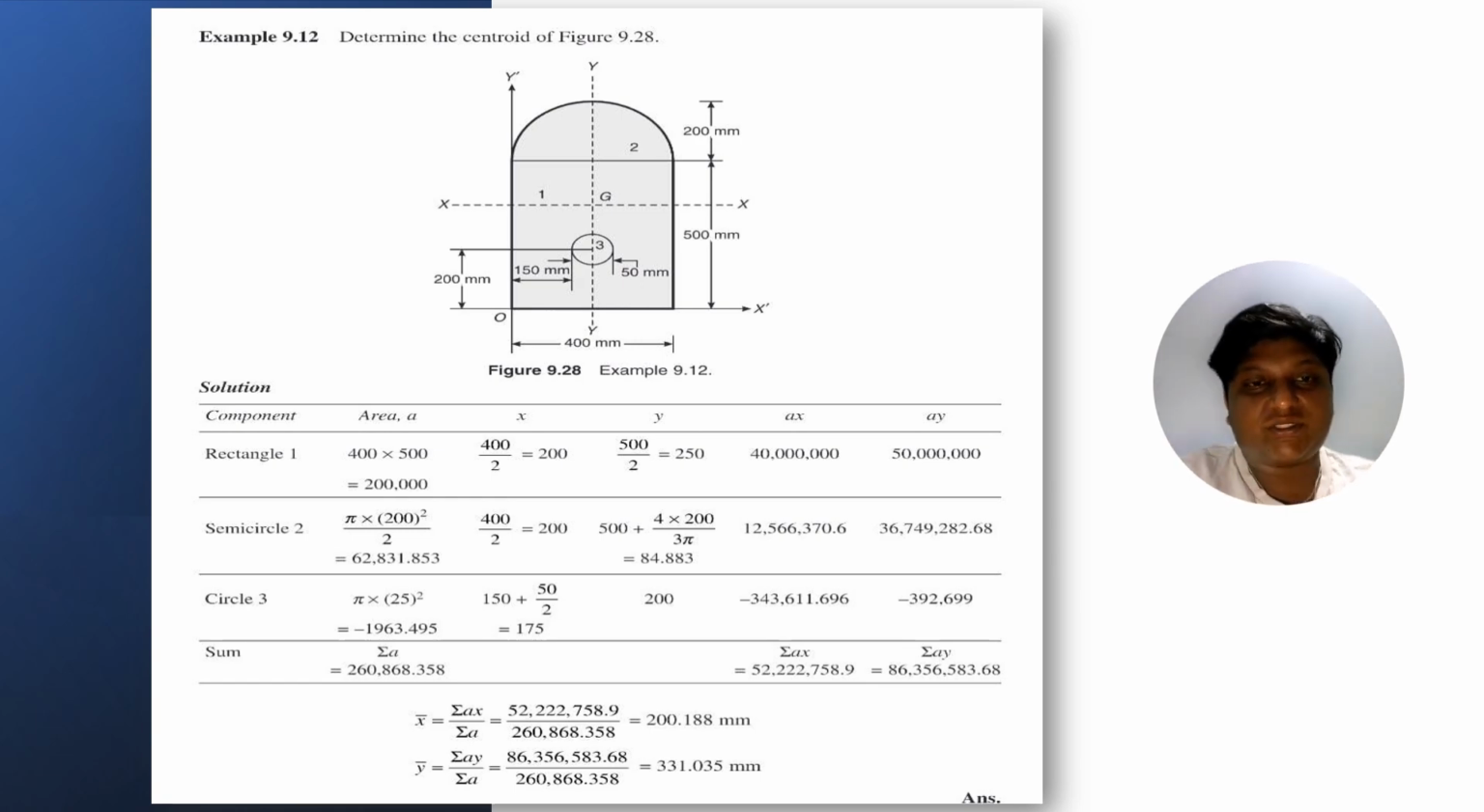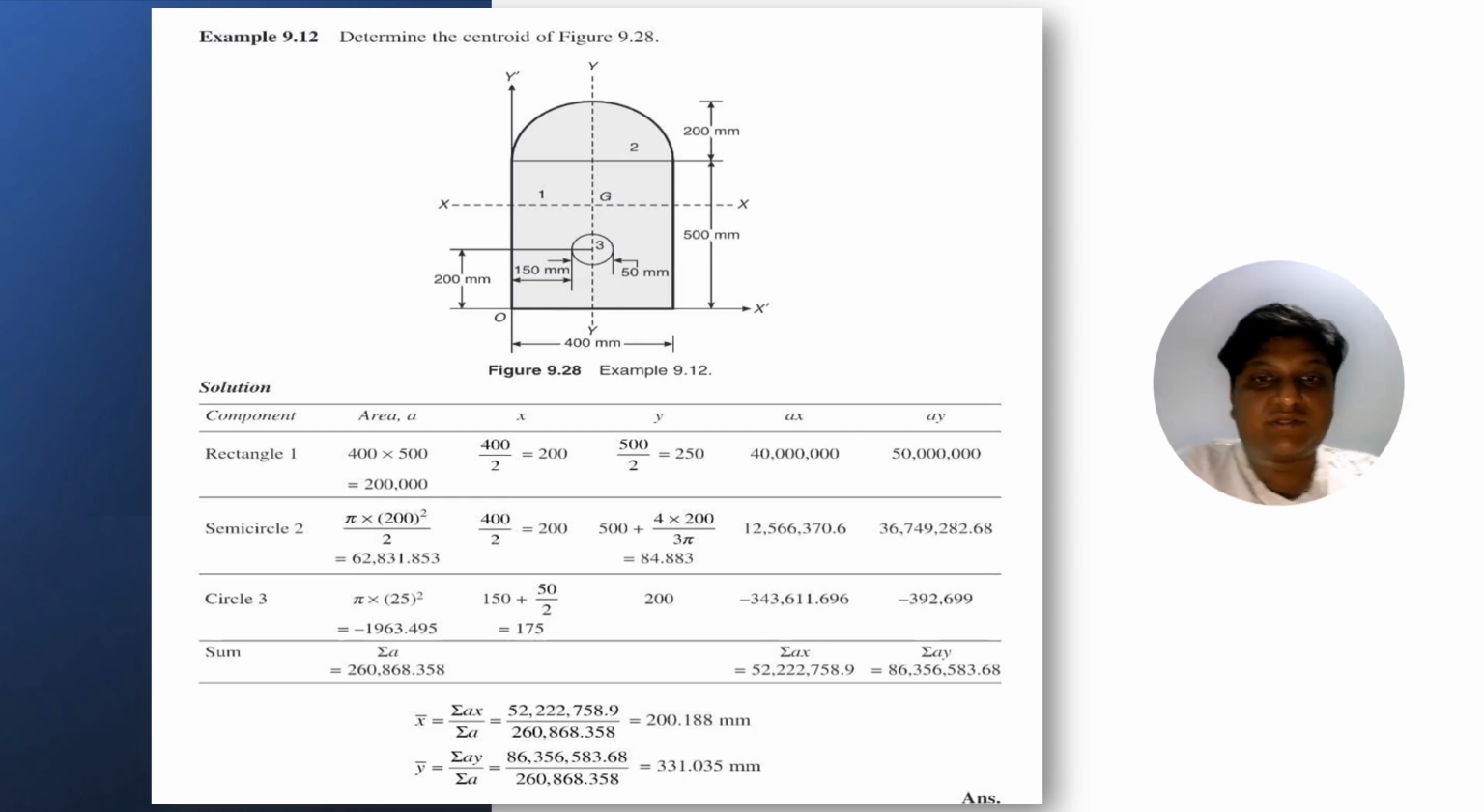So here you see is the problem for today, and we can see the figure given over here. This is the figure given. So now let's start solving this problem.